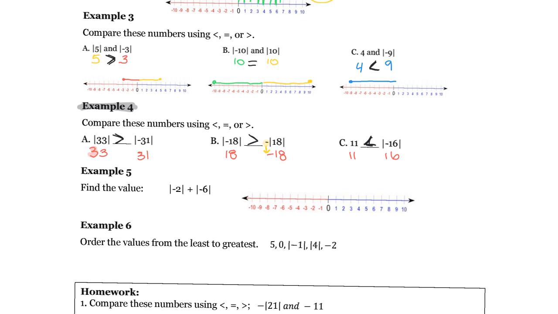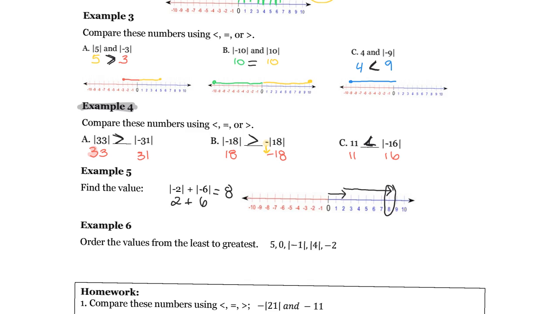So let's talk about adding absolute value signs. So when we add absolute value signs, we have to find what the absolute value of each thing is individually. Okay? So the absolute value of negative 2 is 2. And the absolute value of negative 6 is 6. So to find the value, we would put it on the number line. And we have 2. And then from 2, we're adding 6. So where does that put us? That puts us at 8.